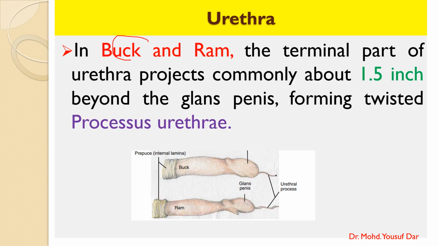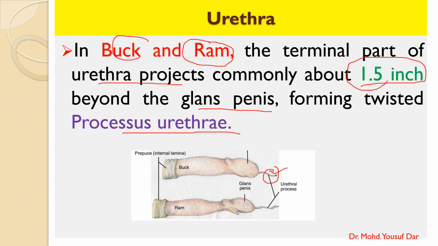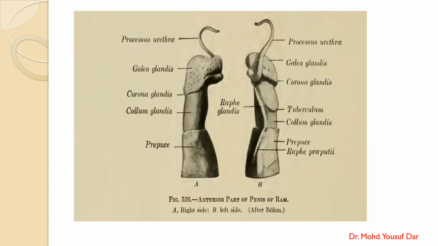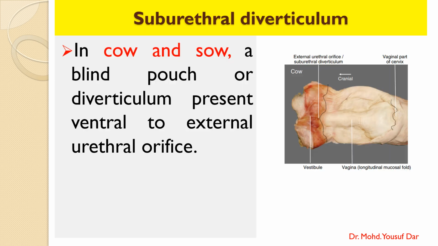Now, in case of the buck and the ram, there is a very important structure: the urethra projects about 1.5 inches beyond the glans penis and forms a twisted process called the processus urethrae. So this is the processus urethrae in the buck as well as in the ram. Here you can also see this is the processus urethrae and this is the glans penis. This is the processus urethrae in case of the buck and ram.